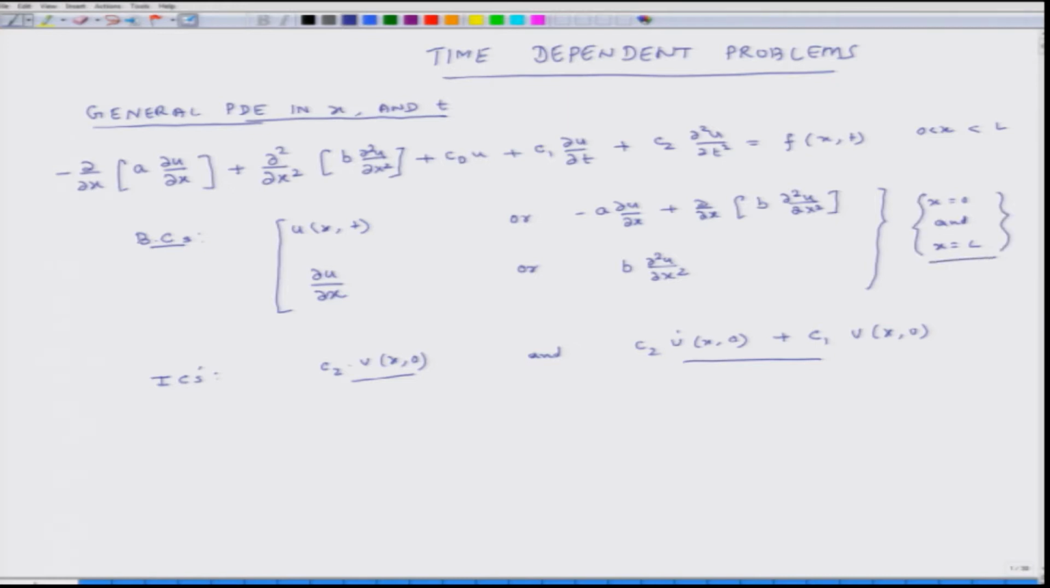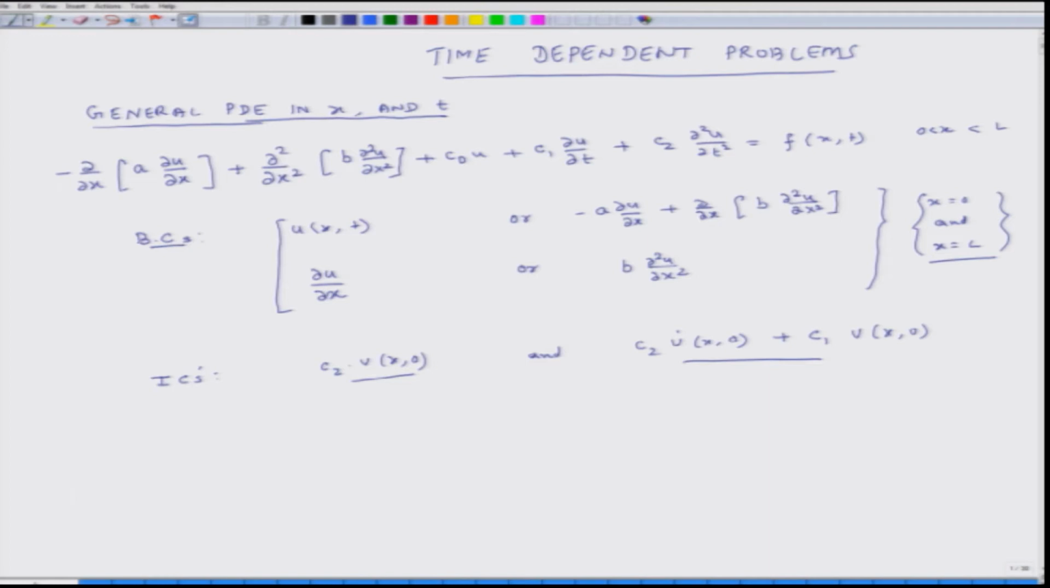So, boundary conditions are valid at all times, but they are specified only at the boundaries of the system, and the initial conditions are valid at only t equal to 0, but they have to be applicable to the entire field, or at all values of x. So, that is one thing I wanted to state.